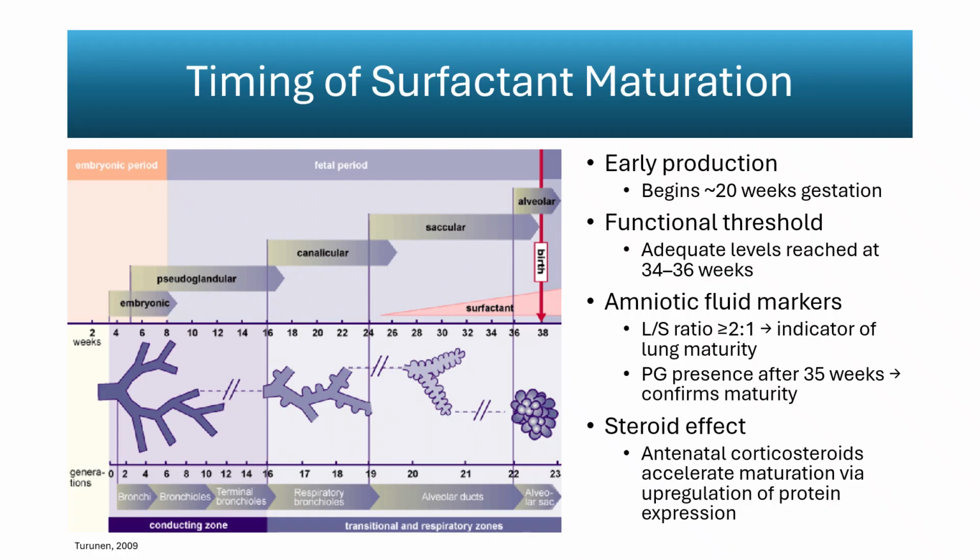Amniotic fluid markers provide clinical windows into this maturation process. A lecithin to sphingomyelin ratio greater than 2:1 indicates maturity, while the presence of phosphatidylglycerol after 35 weeks provides stronger confirmation. Antenatal corticosteroids accelerate this process by upregulating surfactant protein expression and enhancing phospholipid synthesis. Clinically, this is why steroids given to mothers at risk for preterm delivery improve neonatal survival. They push the surfactant system closer to functional readiness, lowering the likelihood and severity of respiratory distress at birth.